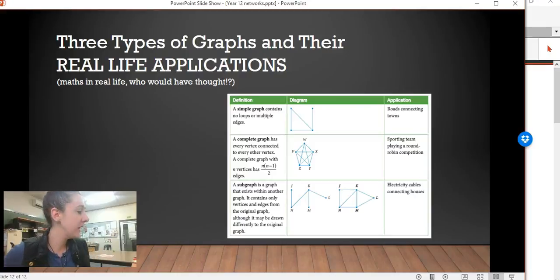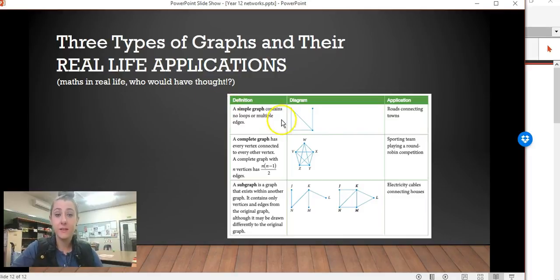Okay, so now we're moving into 10.3 of the chapter. So we're looking at now the types of graphs that there may be. So your textbook comes with this nice little table which gives 3 different types of graphs. So just reading through it, I know, maths in real life, who would have actually thought?